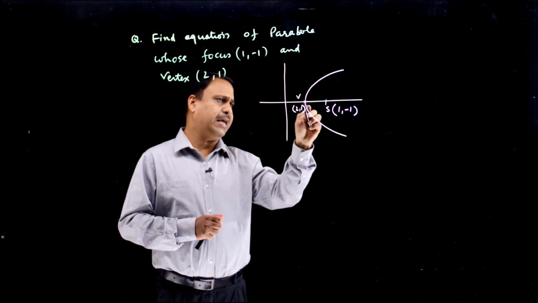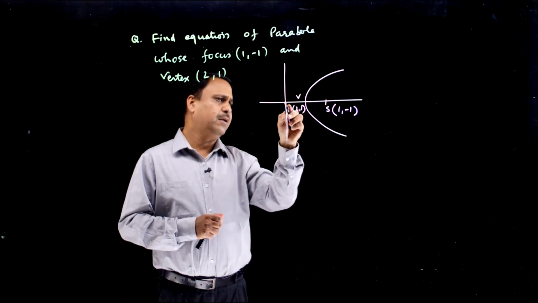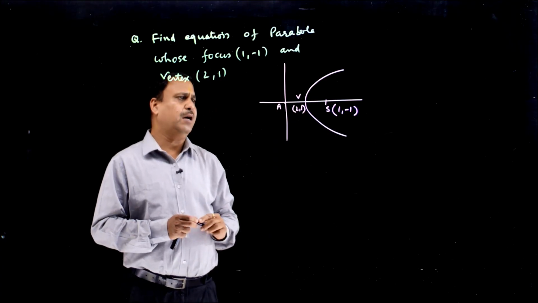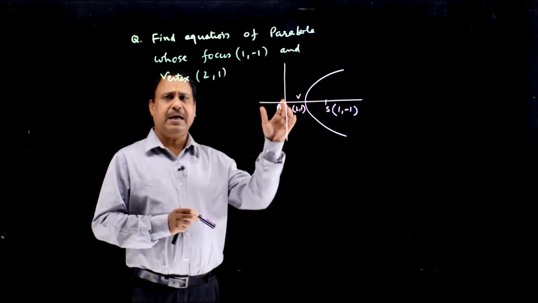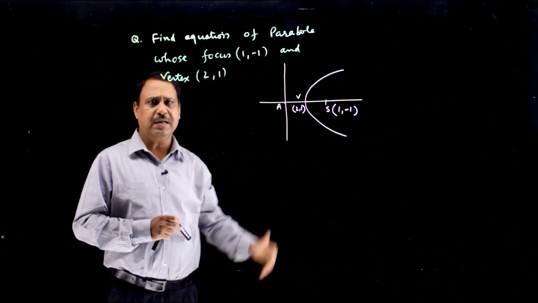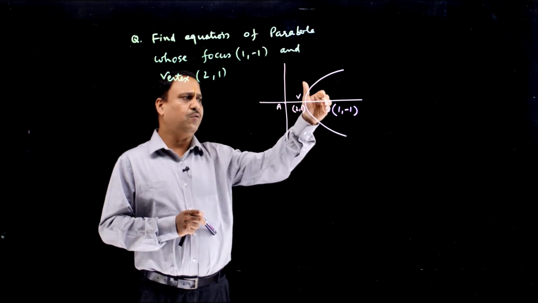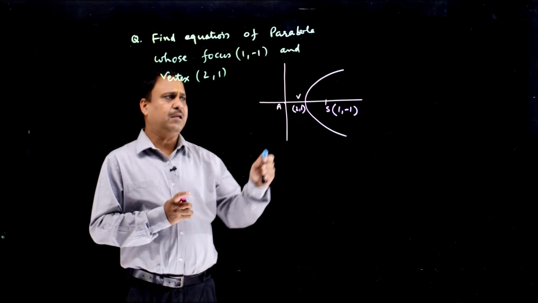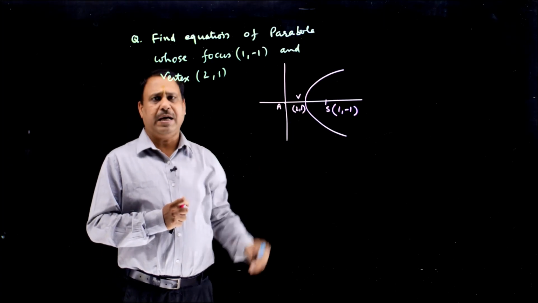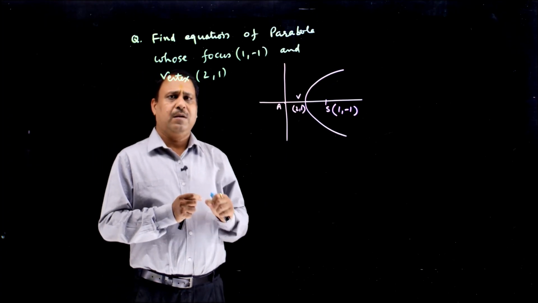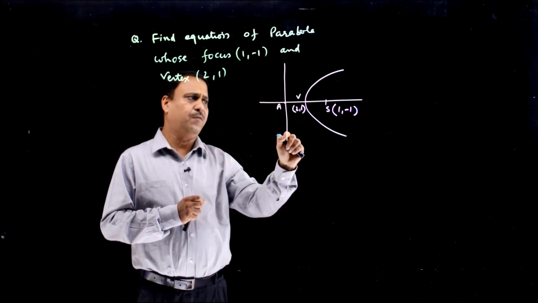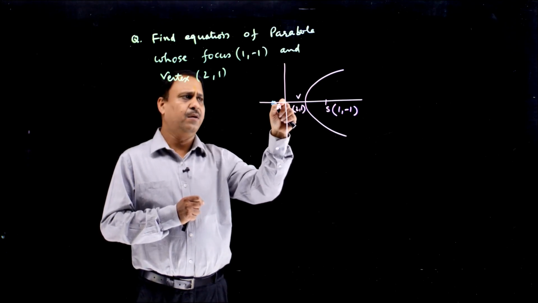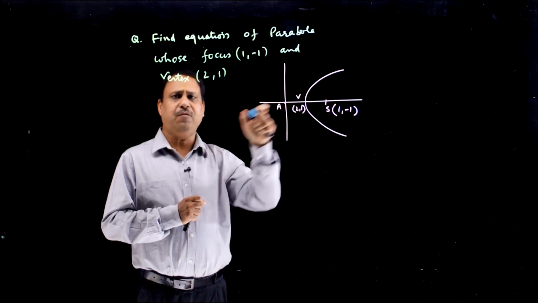We know that VS, because V is a point on the parabola, must be equal to VA. So I can calculate point A by the midpoint formula. The basic idea is to calculate the equation of the directrix. Once I know the directrix and the focus, I can easily calculate the equation of the parabola. For calculating the equation of the directrix, I need two things: the slope of this line, which is perpendicular to VS, and a point A. Point A I can get using the midpoint formula.